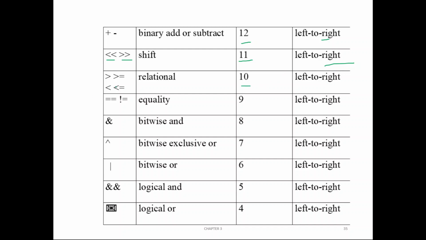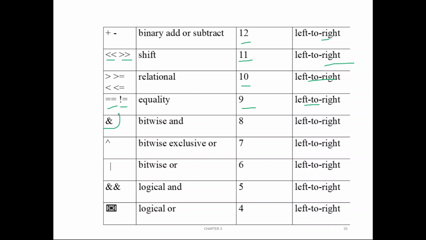Again, if an expression contains more than one of these, then it will execute from left to right. The next is equal to or not equal to. This has the next highest priority of 9. If an expression contains more than one such operator, it will also execute from left to right.